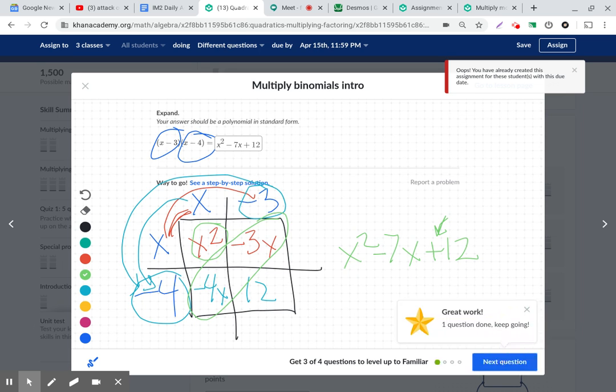And the box, what I have here drawn in black, that's called the area model.